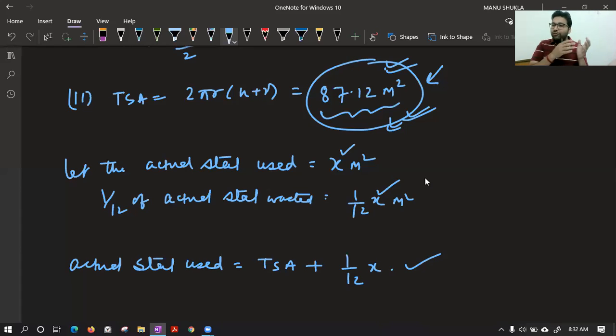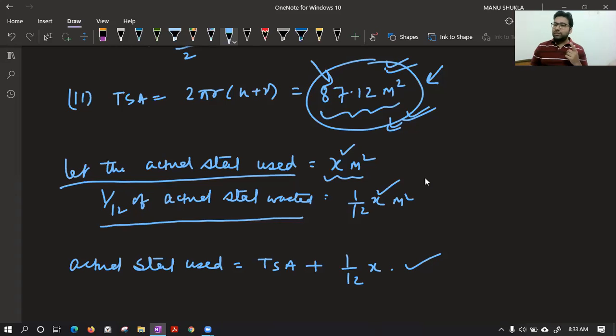So you have to purchase some extra sheet to make the cylinder which is given to you in the question. You have to purchase some extra sheet. They are asking about that extra part you purchased, that was wasted in cuttings. What was that extra part? For that, what I did, I said the actual steel which I purchased is X meter square. I purchased X meter square of steel to make this cylinder of TSA this much. Now they are saying 1 by 12 of actual steel wasted.